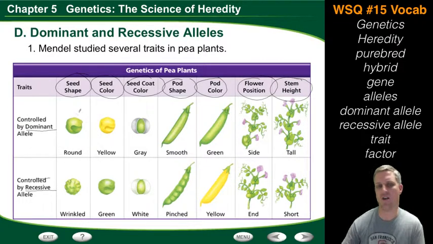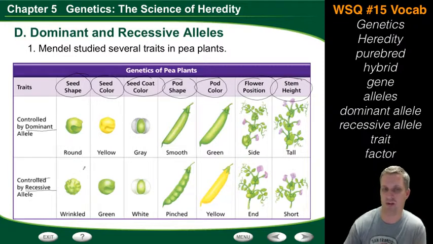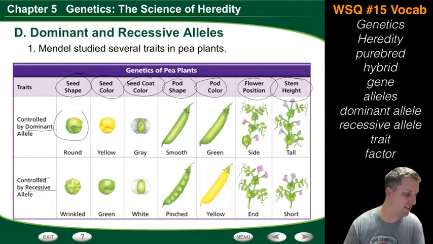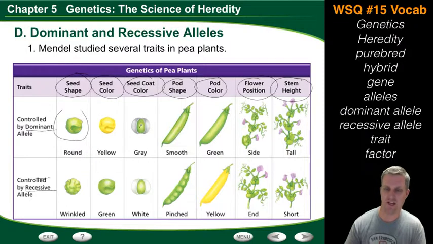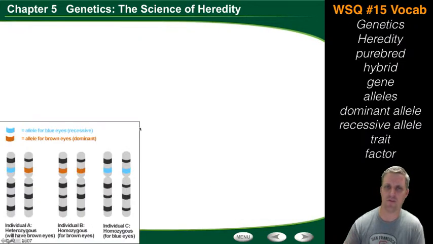And so what he found was that if he took a round and a wrinkled seed-shaped plant, and they were purebreds and they had offspring, they would always be round in the F1 generation. And yellow and gray and all these things would be consistent. So he started to realize that there were these very distinct traits that were dominant, that showed up all the time, and other traits that were recessive, that only showed up occasionally or in several generations. We'll talk more about this as we progress.